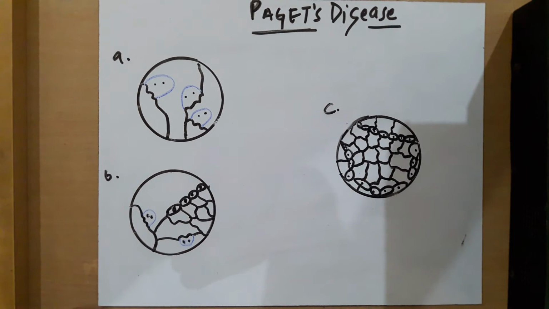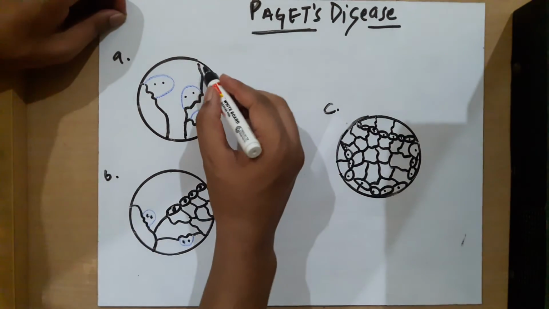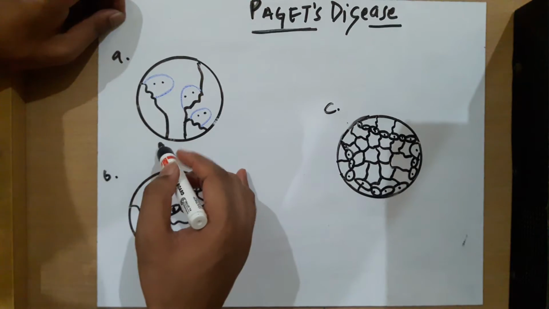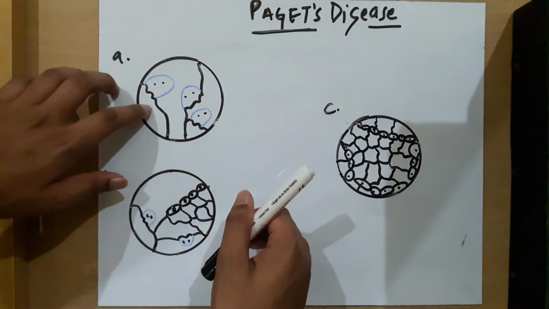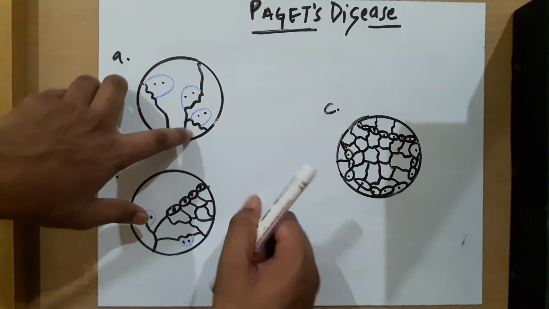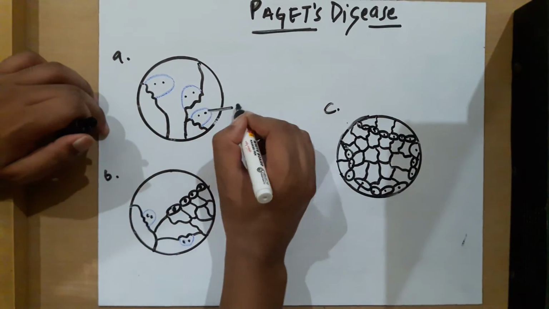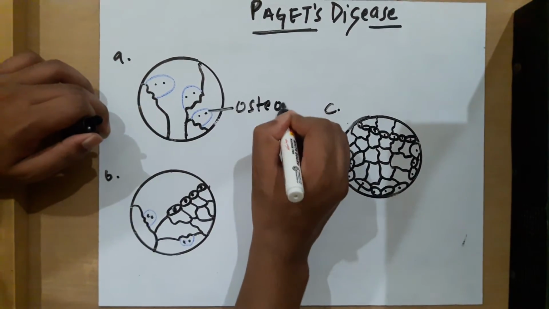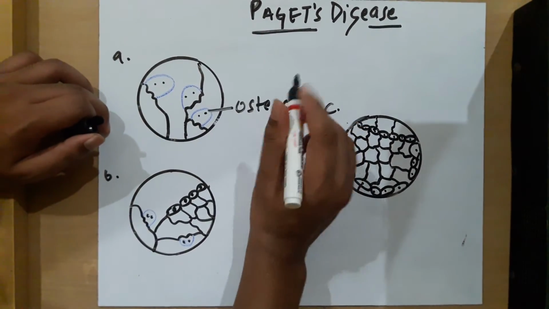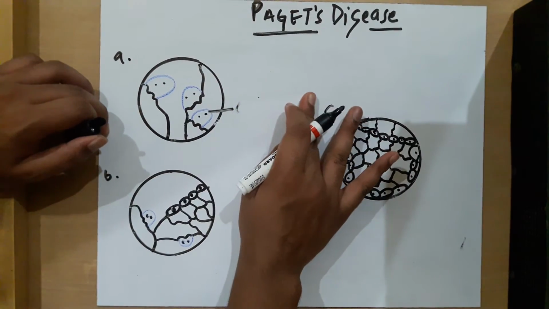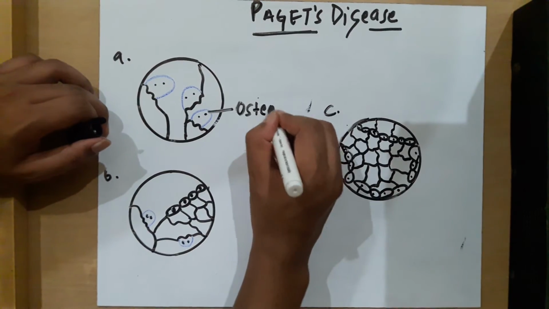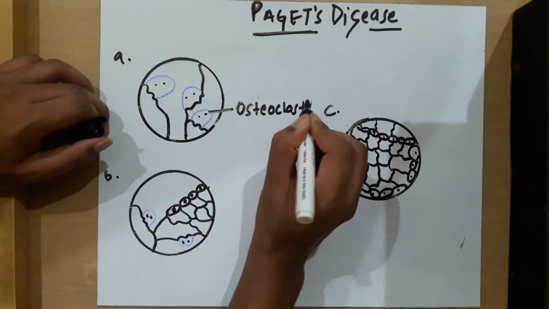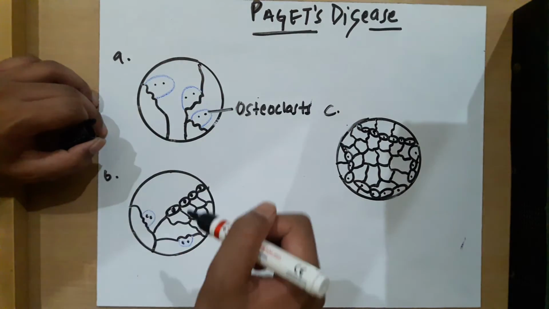This is a diagrammatic representation of the three stages, trying to make you clear about the stages. First, A is the initial osteolytic stage, where there are areas of bone resorption, osteoclastic bone resorption, and these are the osteoclasts. While writing about the points, we mentioned A is the initial osteolytic stage. Don't get confused, this is the osteolytic stage.